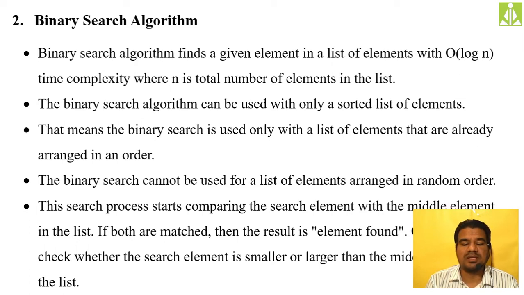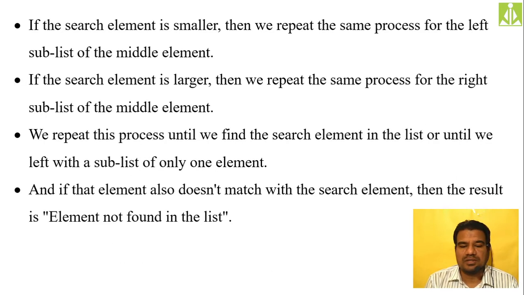This means the binary search is used only with a list of elements that are already arranged in an order. If your list is already in an order like ascending or descending, then only you can apply this binary search algorithm. Failing which, you have to go for linear search only. All these points, I mean, how the searching is being performed exactly.